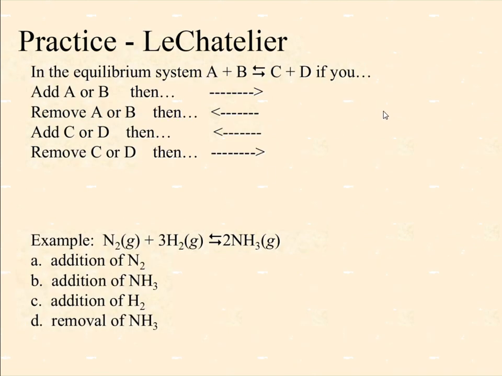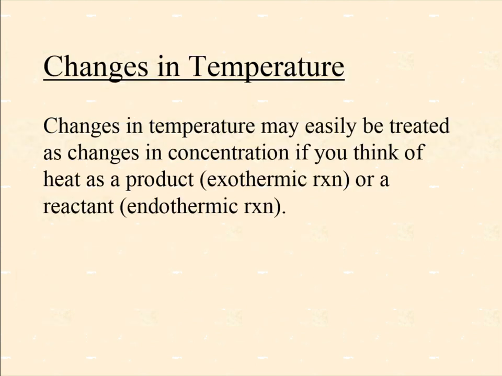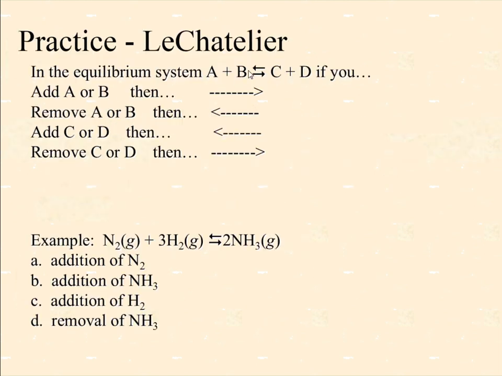So here is just some nutsy boltsy practice on equilibrium. In the equilibrium system, A and B making C and D, if you add A or B, what's going to happen? You're going to make C or D, pardon me. If you remove A or B, what's going to happen? Well, your system's going to work to replace that A and B, consume C and D to make more A and B.